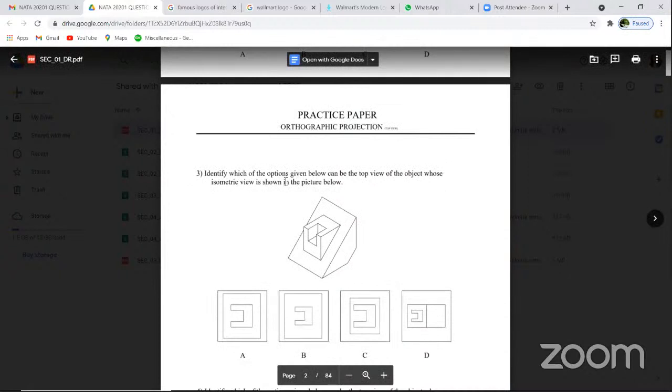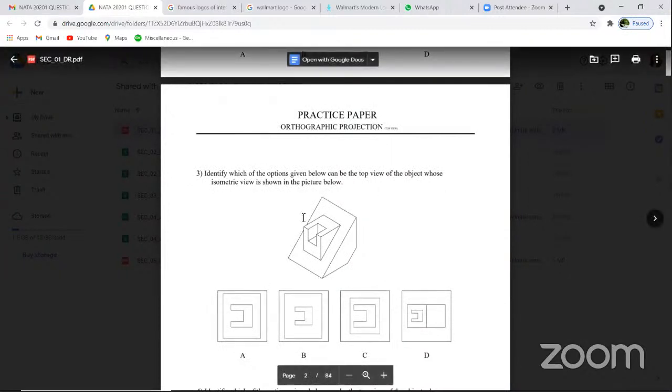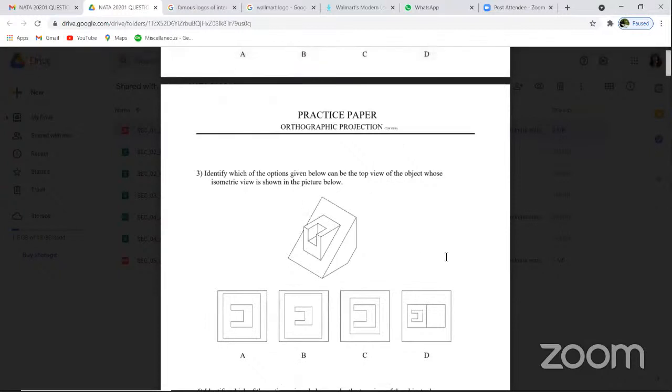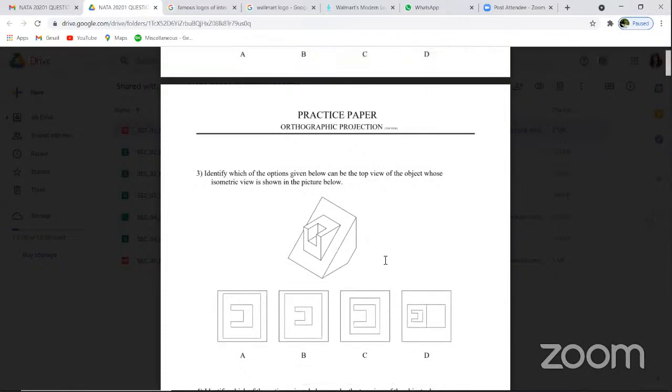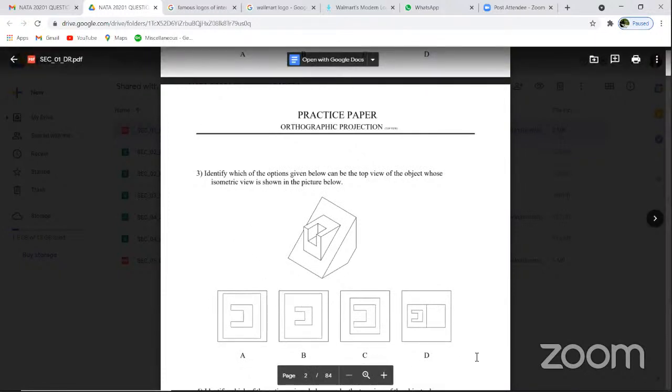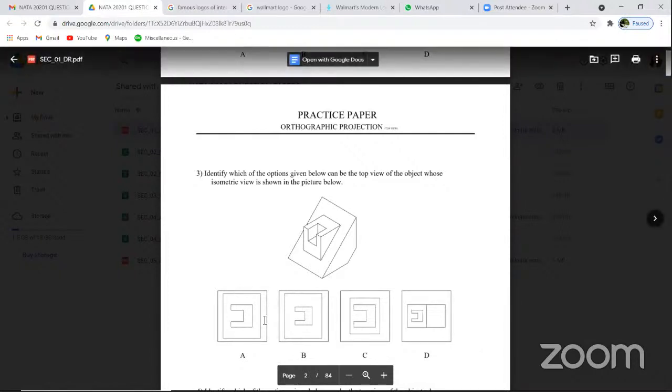Similar question again. Identify which of the options given below will be the top view for the given isometric view. This is again isometric view. Be careful. Option A. A. Okay. Others. Option A. Yes, option A. Yes, A is correct.